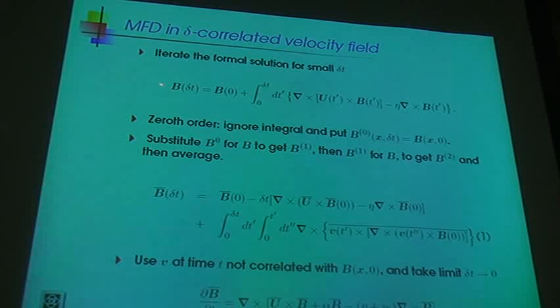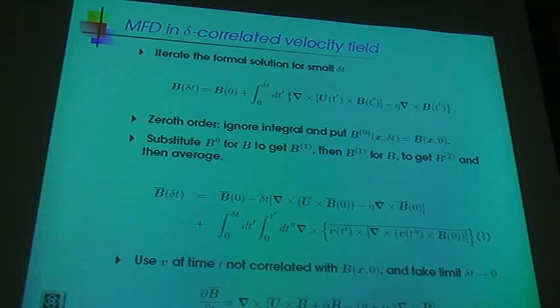So b at a time delta t is the b initial plus an integral of whatever was on the right hand side: curl of u cross b minus eta curl b. And of course suppressing all the spatial dependencies here, which are all evaluated at the same space point. Now, you find an iterative solution to this. At the 0th order, completely throw all this out and put b at delta t equal to b0. At the next order, plug back b0 into these integrals. And you should actually go to the next order still, where you plug back b1 in place of b.